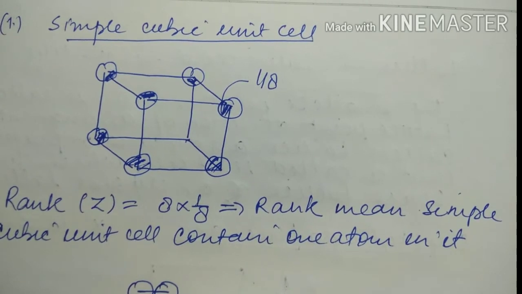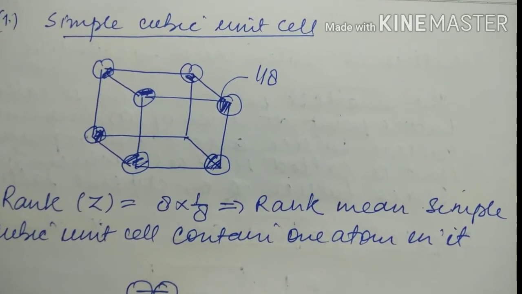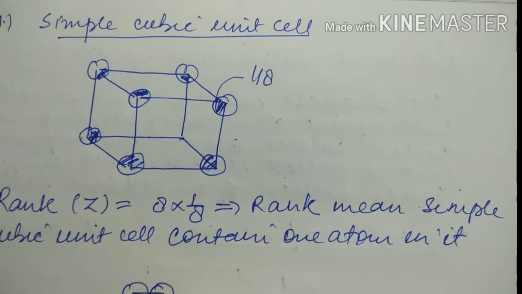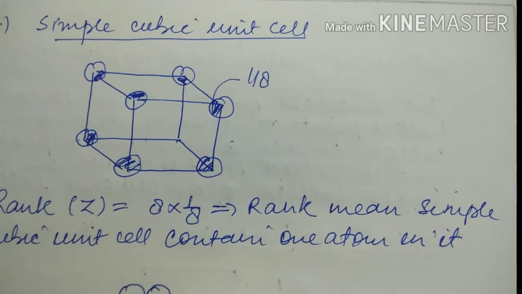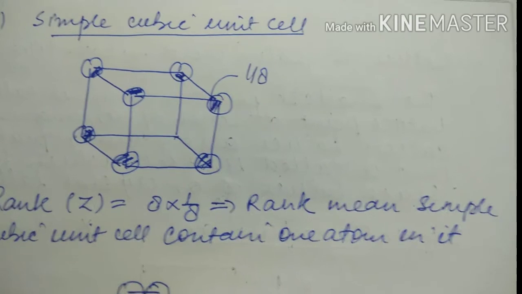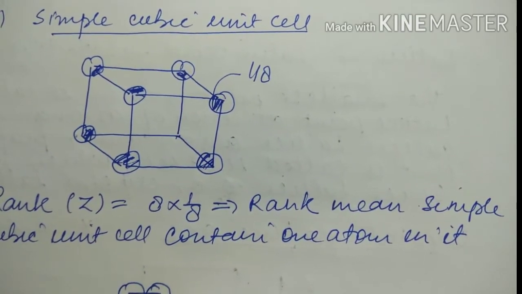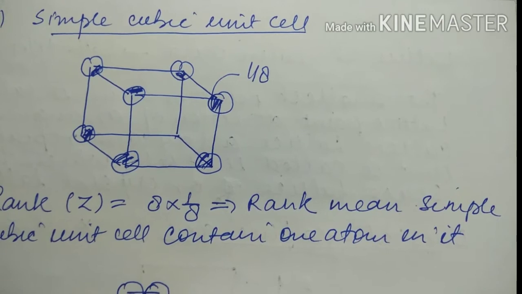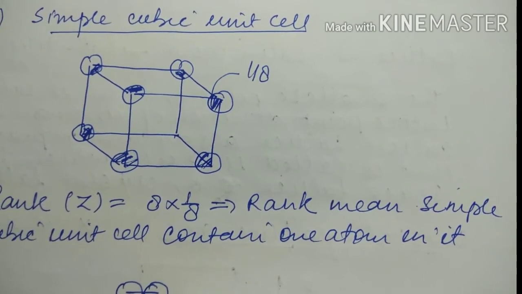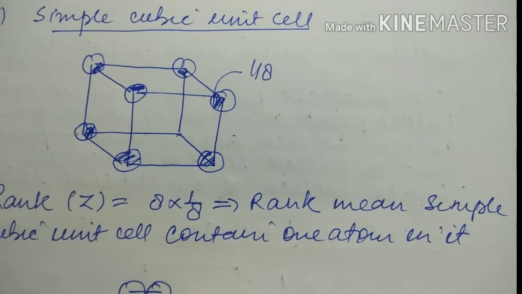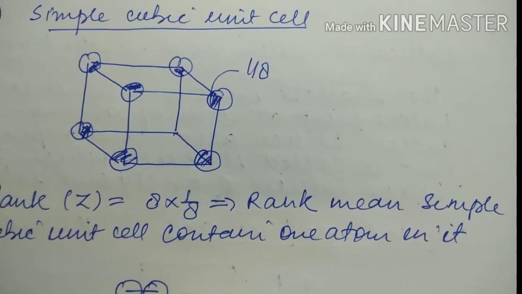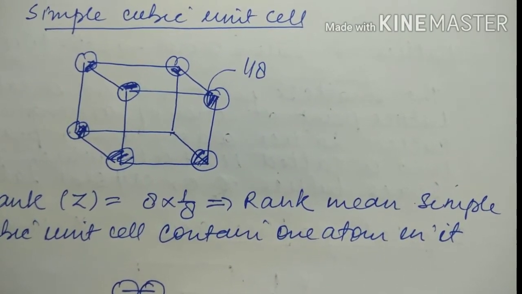Now this first one is a simple cubic unit shell. 8 corners occupy the atom part. Each atom occupies only 1/8 part in forming that unit cell, because only the inner part is forming it, and that inner part is 1/8 of a total atom, so the occupancy at each corner is 1/8. Total: 8 into 1/8 atom forms the SCC, simple cubic unit shell.